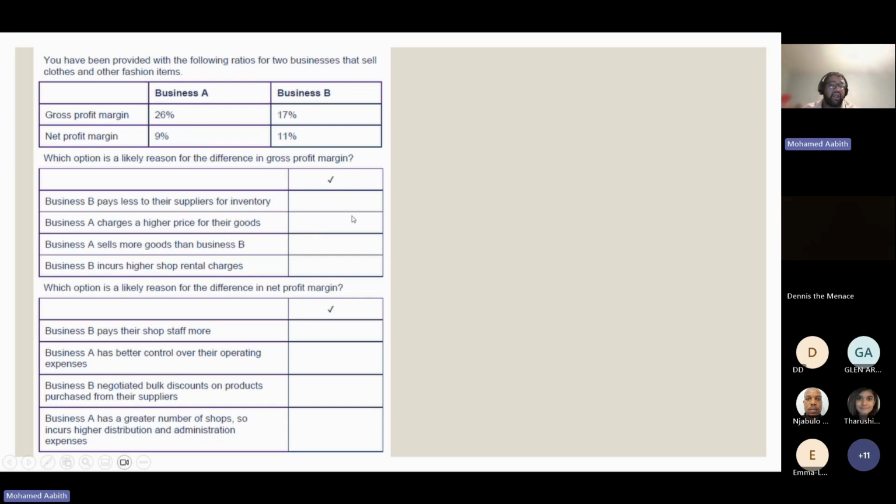The answer for that one is the second one: business A charges high prices for their goods. So therefore, you will have more margin on the profit when you compare to the cost of sales there. Now let's look at the next one.